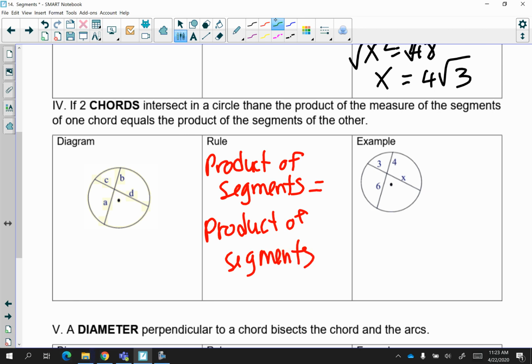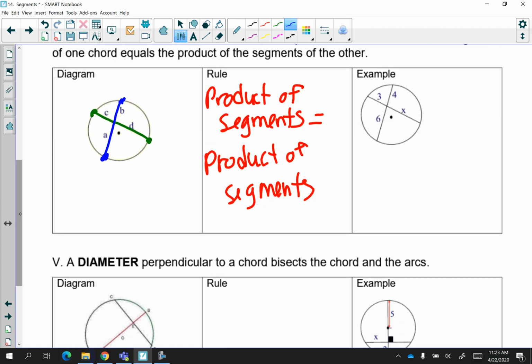Let's take a look at what we have here. If you look at this segment, it's made up of two pieces, CD. If you look at this segment, it's made up of two pieces, AB. So all we need to say is A times B is equal to C times D. Let's take a look at our example. Here is one segment.